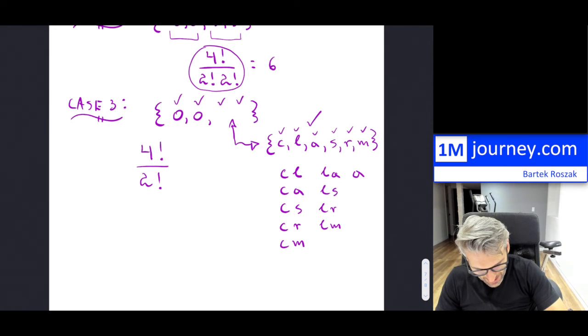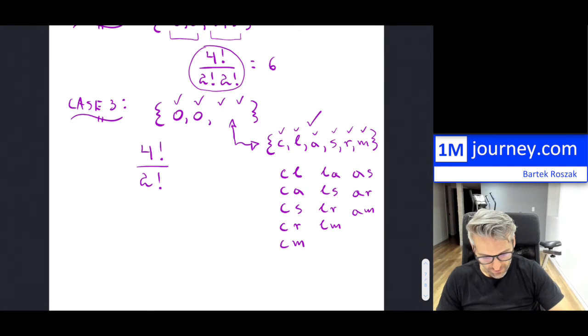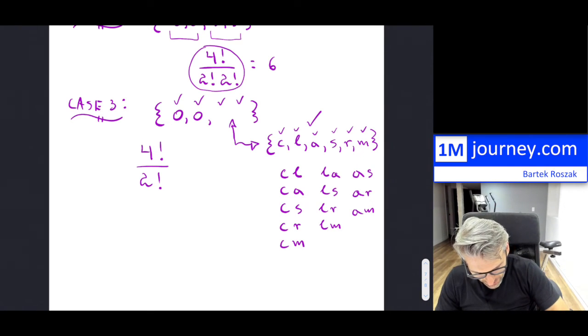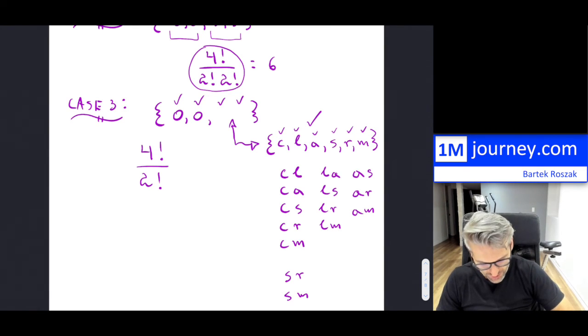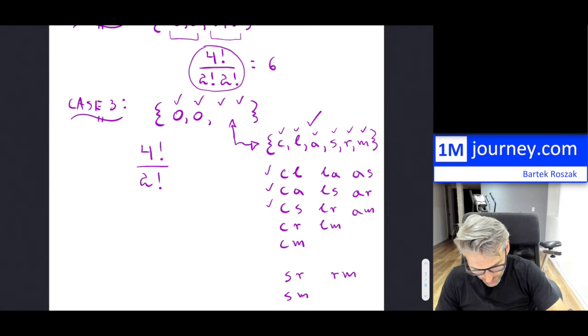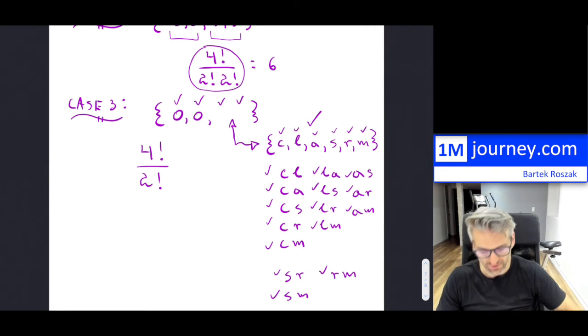So it would have been AS, AR, AM. And then finally, you would have SR, SM. So those are the only ones, and then RM. So in total, 1, 2, 3, 4, 5, 6, 7, 8, 9, 10, 11, 12, 13, 14, 15.